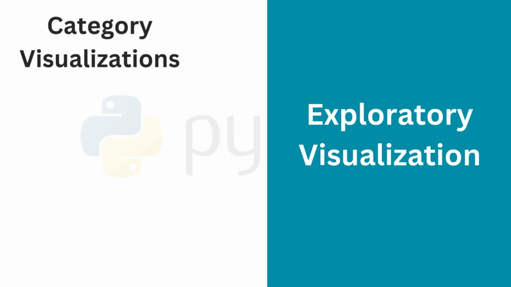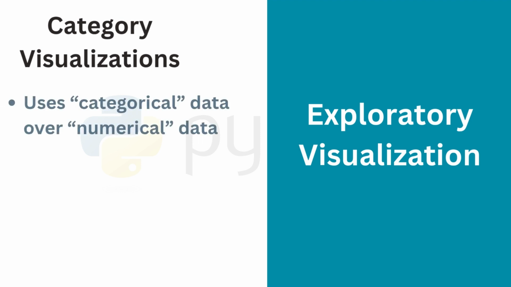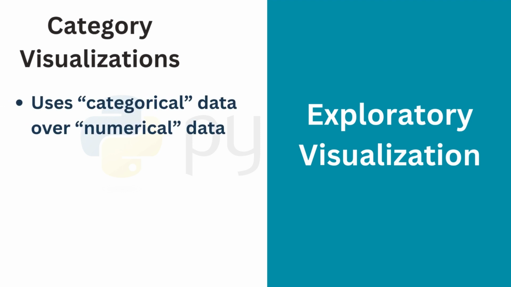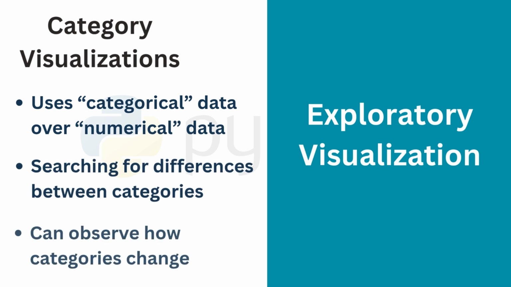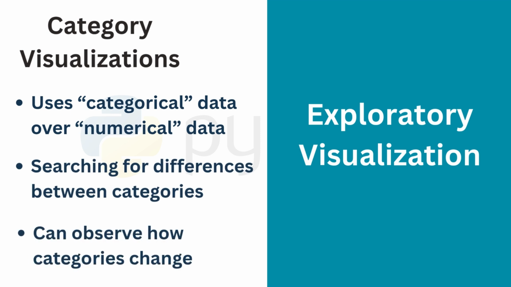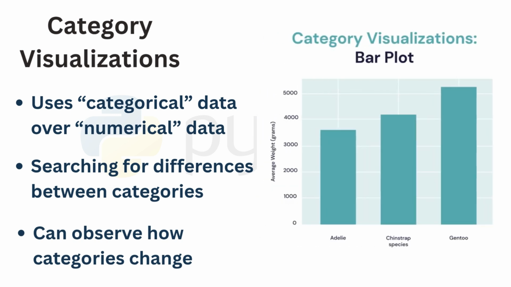Another type of exploratory visualization: category. Category visualizations are built from categorical data over numerical data. Think red, green, blue over 1, 2, 3. We're usually searching for differences between categories. We also might look at how the categories change. A common visualization for categories is bar plots, also referred to as bar charts.